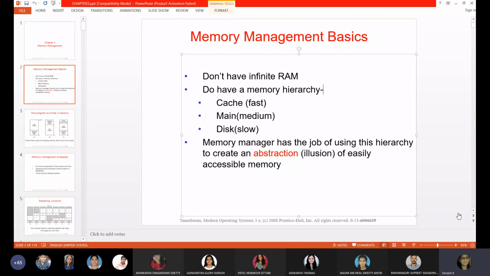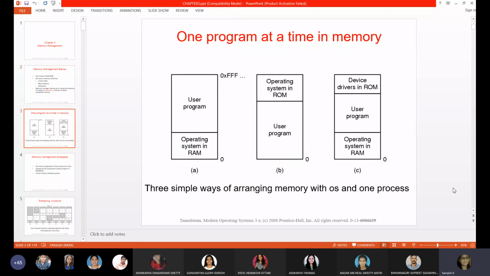Memory abstraction will be created by the operating system for the processes. Here, applications are nothing but processes. This is why we need memory management. We need the operating system to manage the memory.